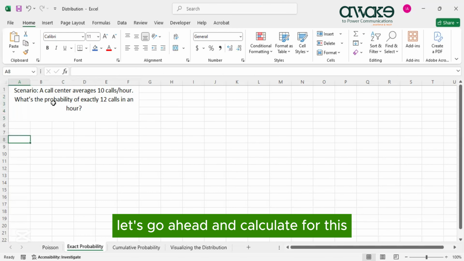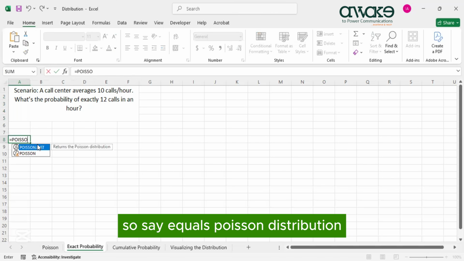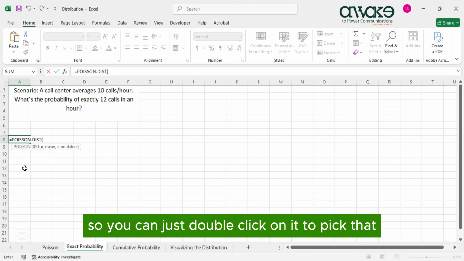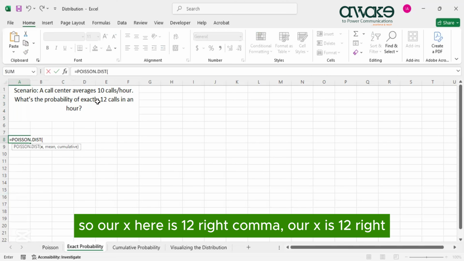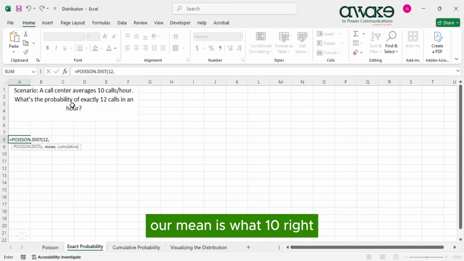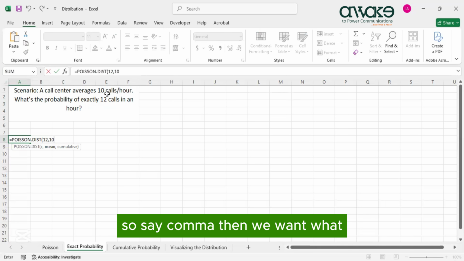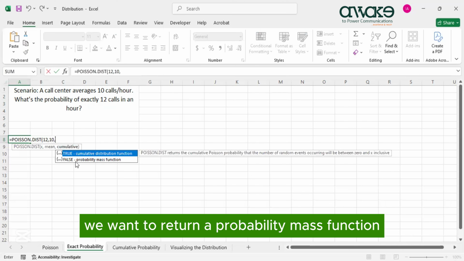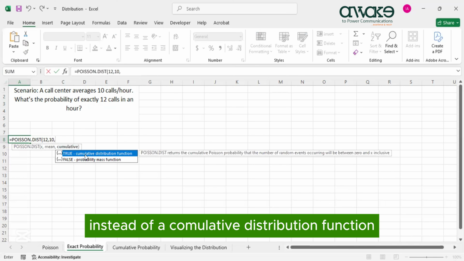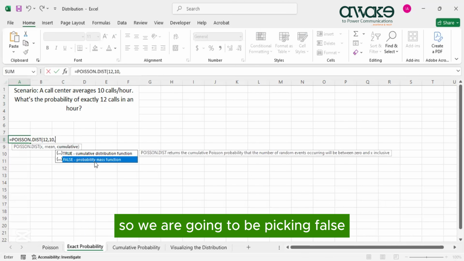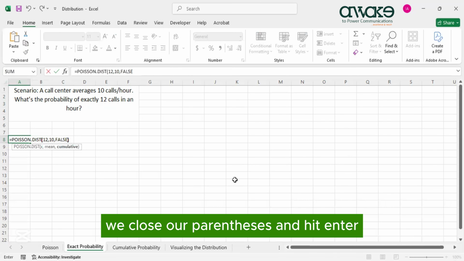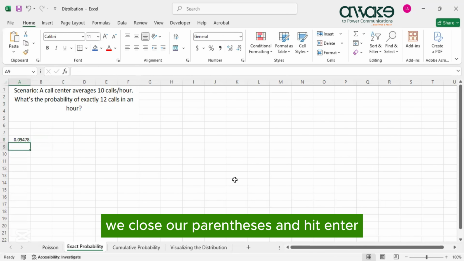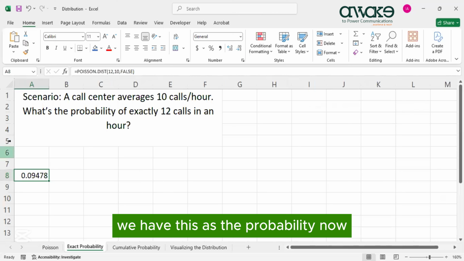Let's go ahead and calculate for this. So we'll say equals POISSON.DIST. You can just double click on it to pick that. Our x here is 12, right? Comma, our mean is what? 10, right? So we'll say comma. Then we want to return a probability mass function instead of a cumulative distribution function. So we are going to be picking false. We close our parentheses and hit enter. We have this as the probability now.